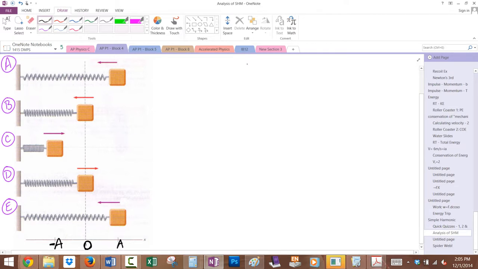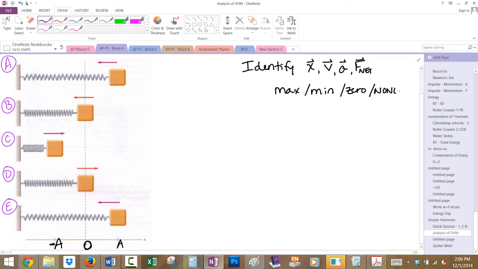And once you've done that, your task is to identify displacement, velocity, acceleration, and net force at each of those places as either a max, a min, a 0, or none of the above. Okay? So you may want to make a couple columns, like a displacement, velocity, acceleration, and force column. I want to know at each of these 5 spots, are they at a maximum, minimum, a 0, or does that not make sense for that place? Okay? I'm going to give you just a couple minutes to take a look at that.